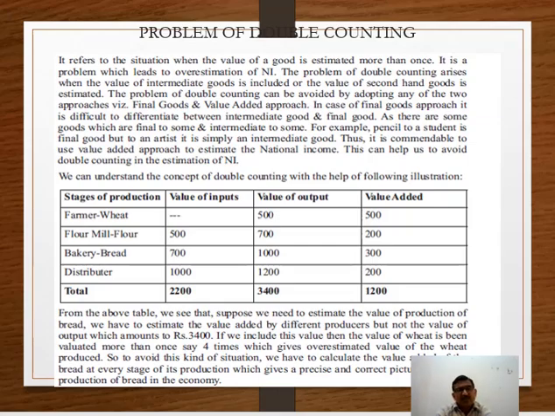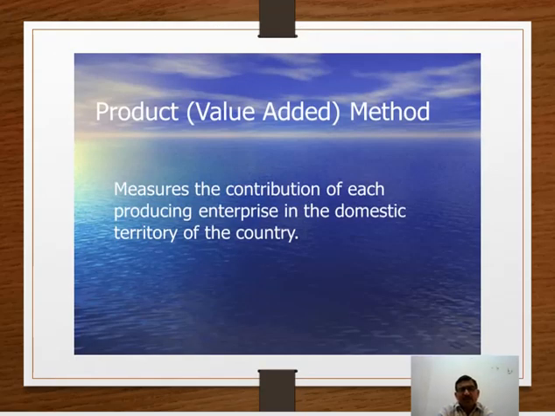It means in the above case, total value of output is 3400, value of input is 2200, value added is 1200. We have to only take value added in the process of estimating national income, otherwise there will be the problem of double counting. Next is the value added method or product method. It is that method which measures national income by adding the contribution given by each and every producing enterprise in an economy in an accounting year.